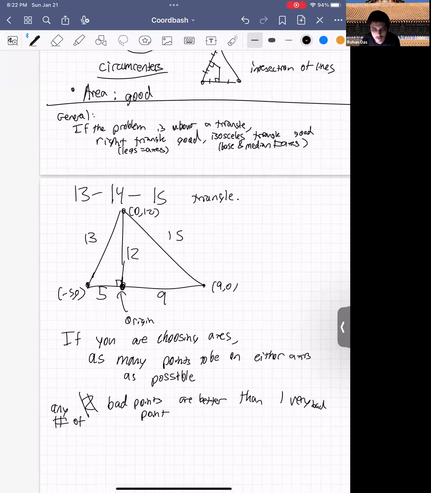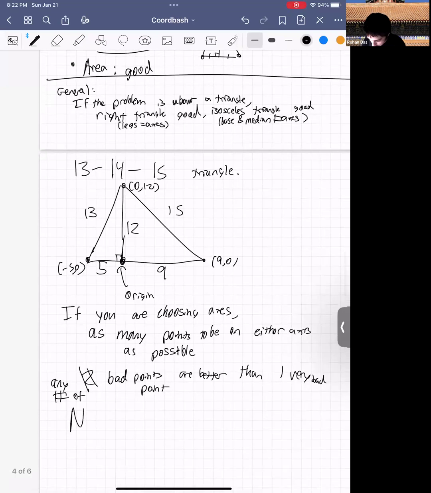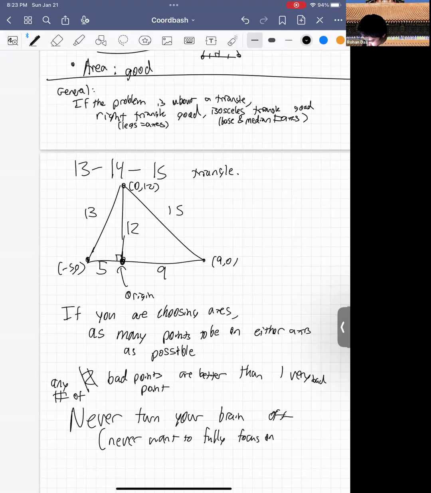And the last tip is something that you hear a lot when you're introduced to bashing, but it's hard to follow, which is that you should never turn your brain off. And this is in response to something many people usually say about bashing, which is that you write some coordinates and then you just stop thinking about the problem. You're just working through some computations. So you never want to fully focus on the computations.